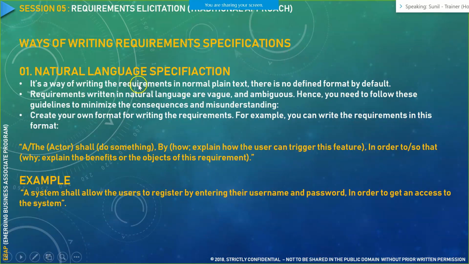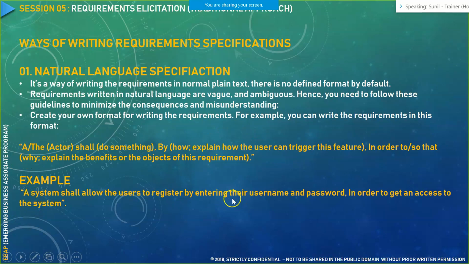So essentially your natural language specification requirement looks like this. The blueprint for natural language specification is: an actor shall do something by how, explaining how the user can trigger this feature, in order to, explaining the benefit or the objective of this requirement. So you focus on who the actor is, how this feature is triggered, and what the reason behind triggering this particular feature is.